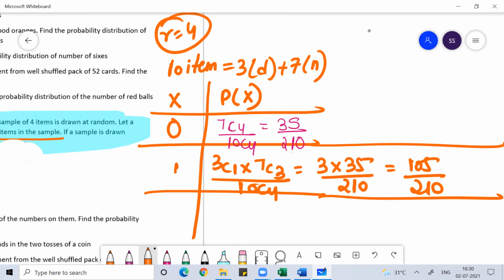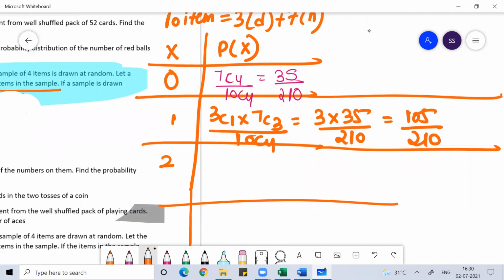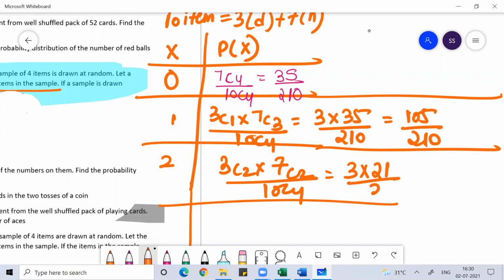Then 2 defective means 3C2 into 7C2 divided by 10C4. 3C2 is 3, 7C2 is 21. So 3 into 21 is 63, so 63 by 210.